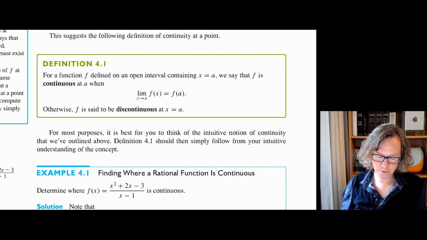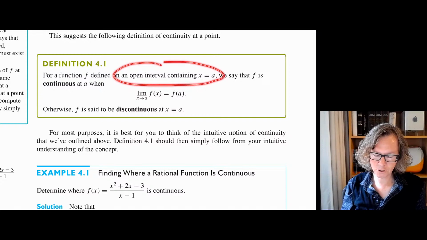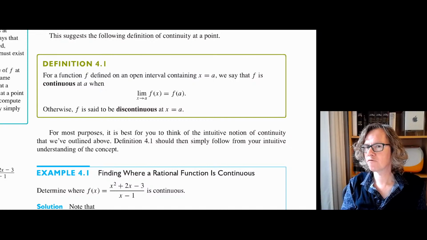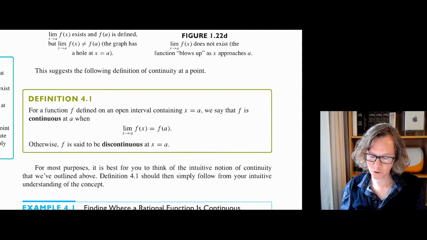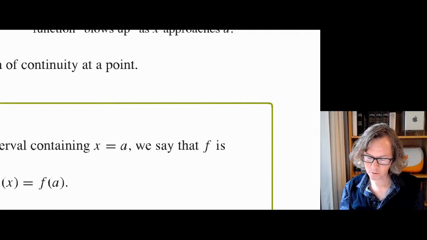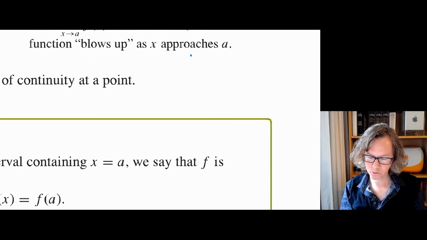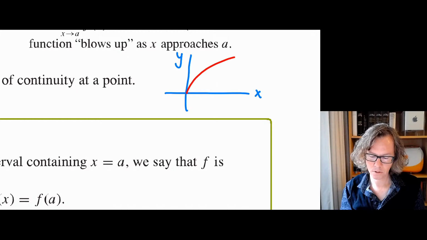So here you see the definition that the book uses for continuity. And in particular, it says a function f defined on an open interval containing x equals a. Now, that is one possible definition, and there are other definitions. But because the book uses this definition, then if you look at the square root function, so the normal square root function, so we have the x-axis, the y-axis, y equals square root of x.